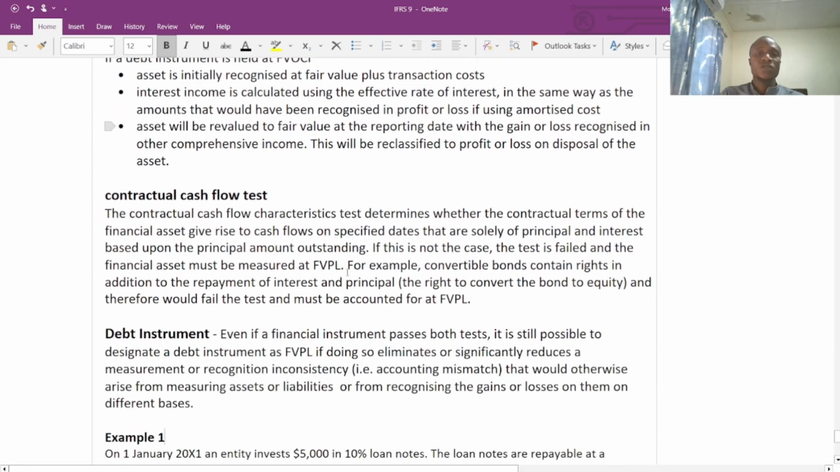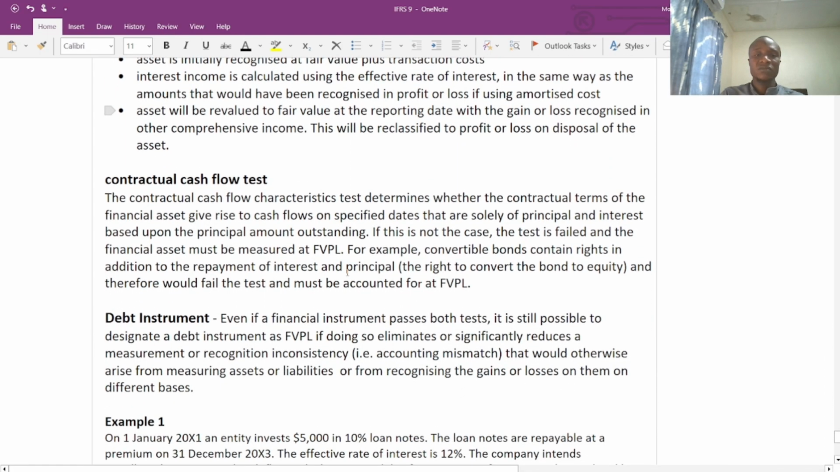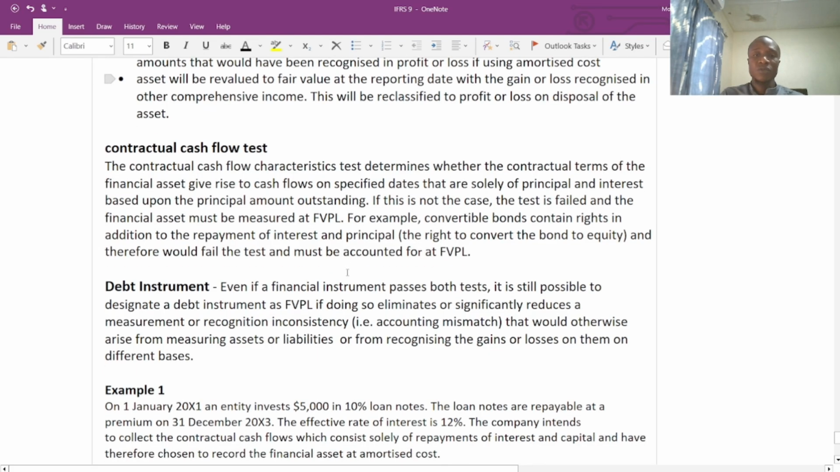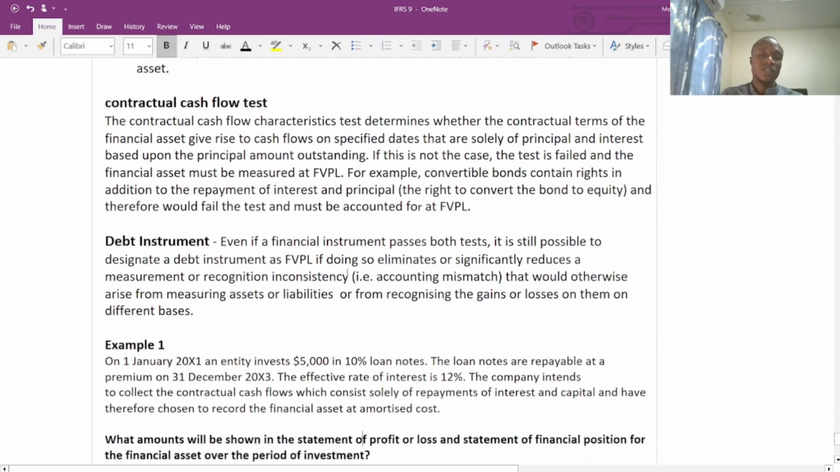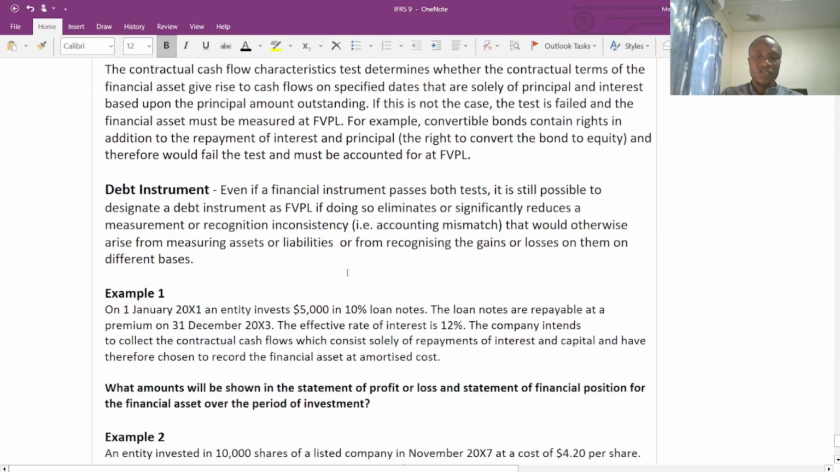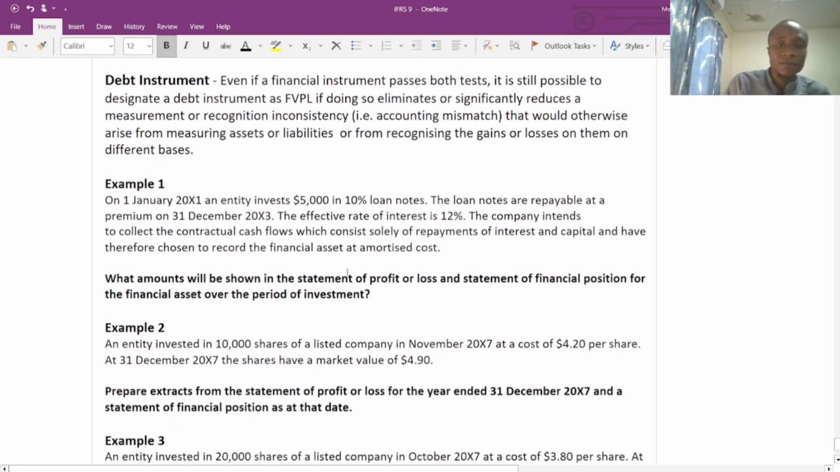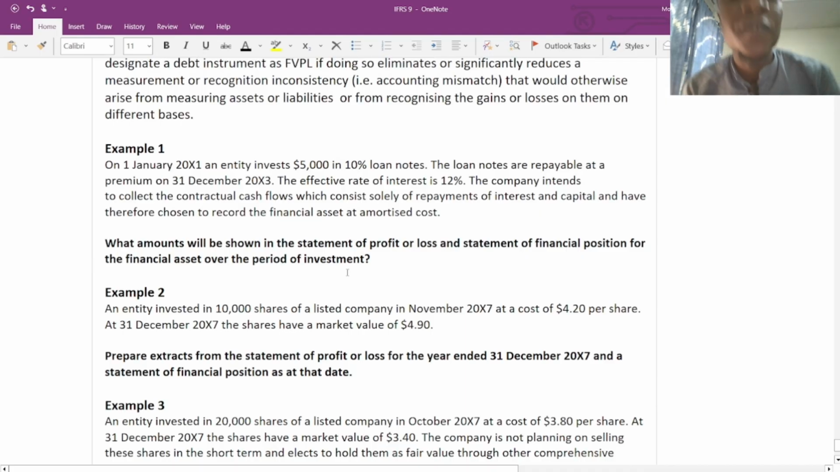So basically, this is a contractual cash flow test. You can go through it, you can read it, nothing much, just to expand on your understanding. Debt instrument, you can read it as well, nothing to worry about. So let's look at example one so that we can have some feeling about what we have covered so far.